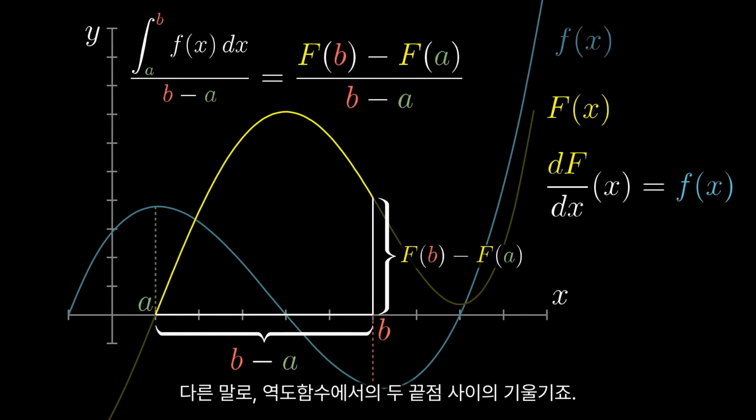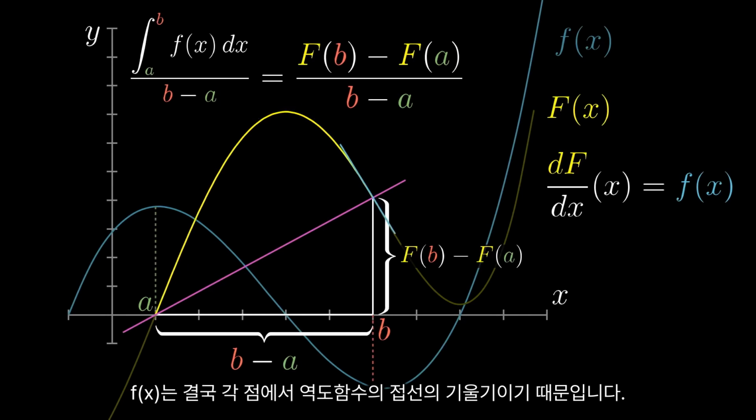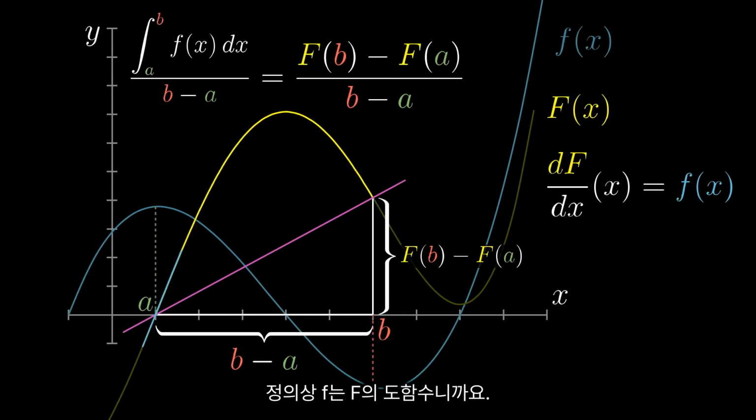In other words, it is the slope of the antiderivative graph between the two endpoints. And again, when you stop to think about it, that should make a lot of sense, because little f of x gives us the slope of the tangent line to this graph at each point. After all, it is by definition the derivative of capital F.